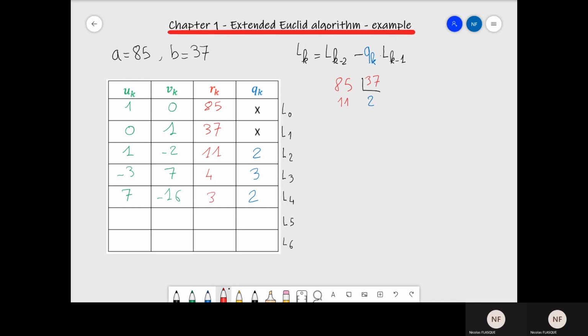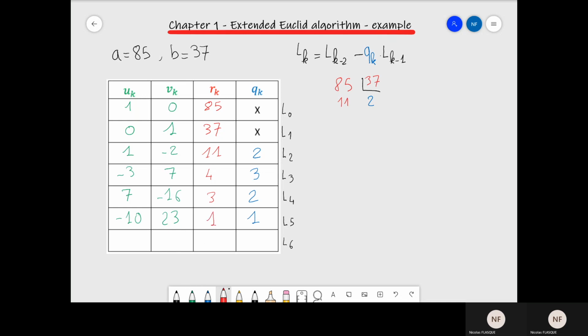4 divided by 3, the quotient is 1. Then it's minus 3 minus 7, which is minus 10. And here it's 7 minus 1 times minus 16, which is 23. And the remainder here is 1.